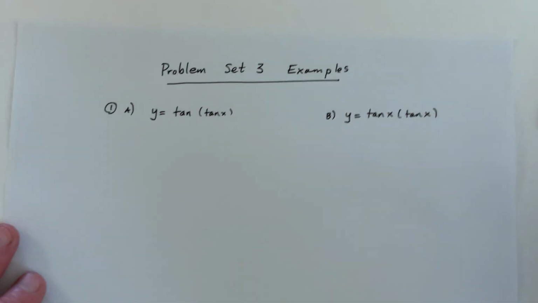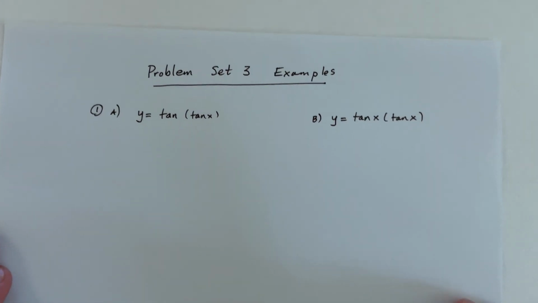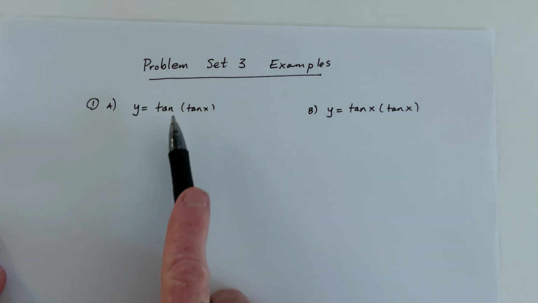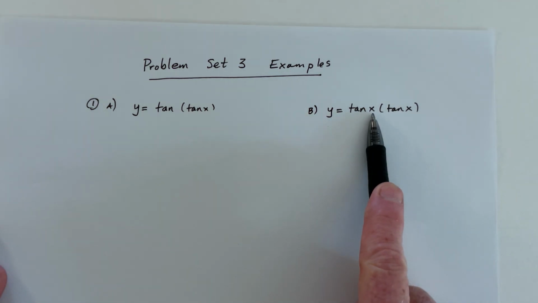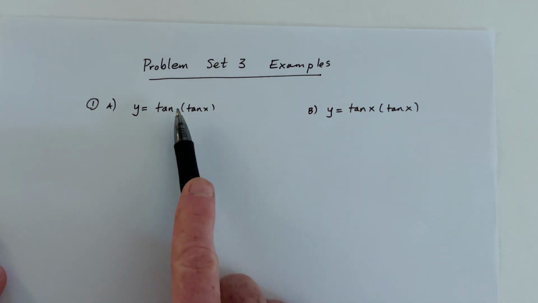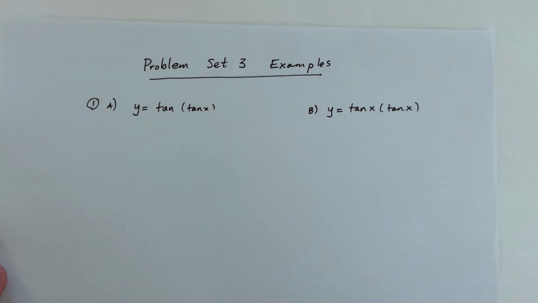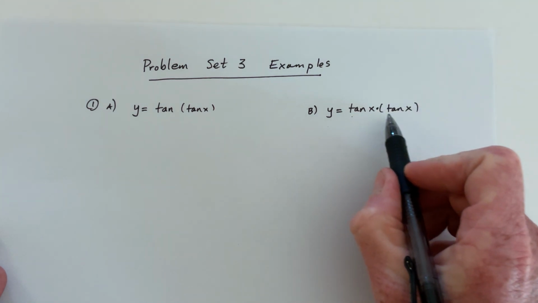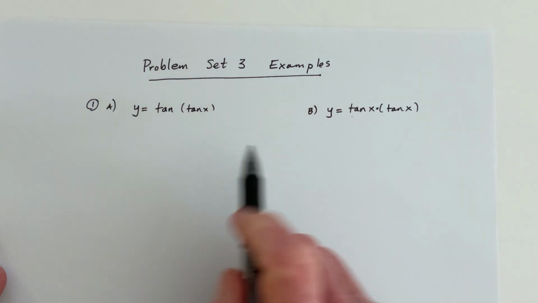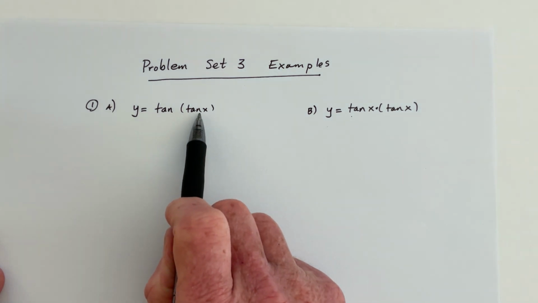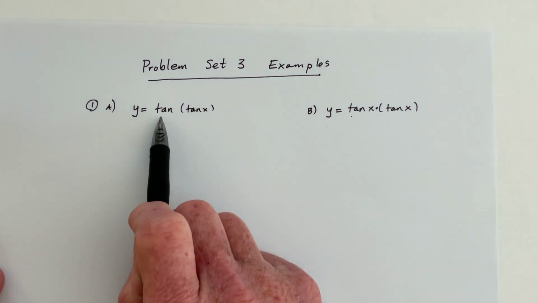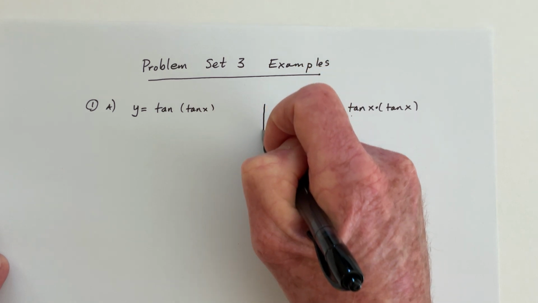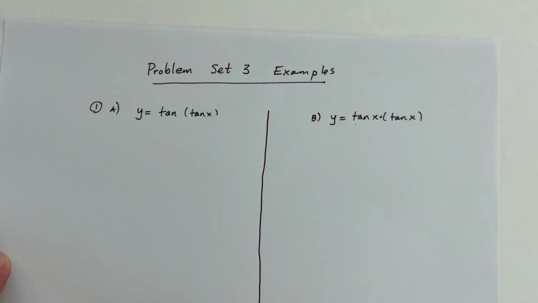So first of all, with the examples that I made up, like number 1, A and B. If you look at these two, the difference is this one has an x and this one does not. So this one is the product of two functions, a tangent of x times another tangent of x. But this one is a tangent of x that got substituted into a tangent function. So they look very similar, but they are different.